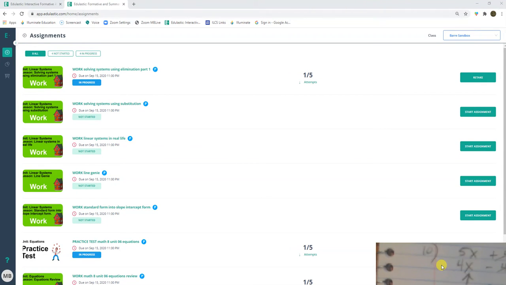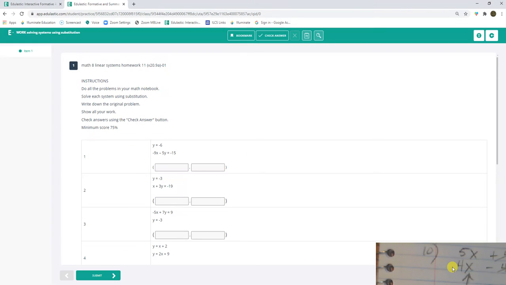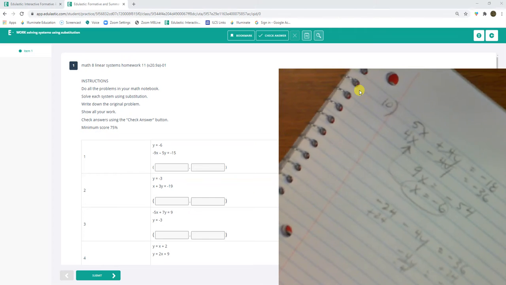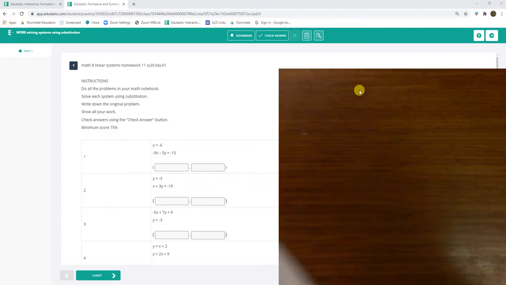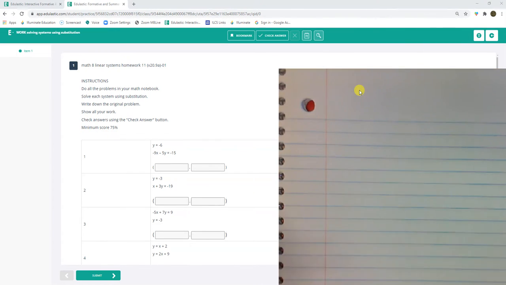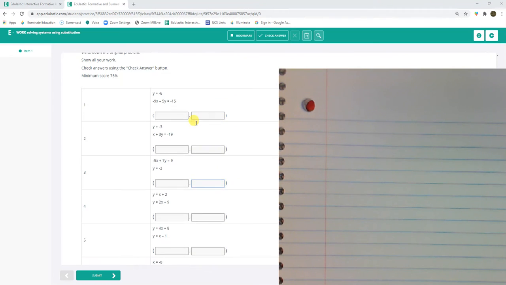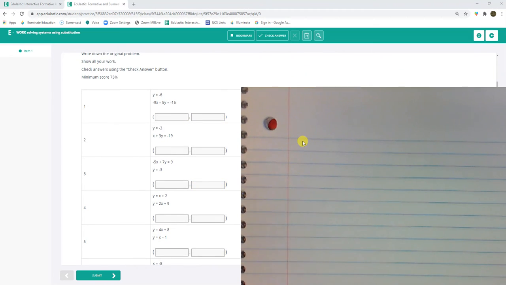I'm going to do the Edulastic, which is solving systems using substitution. So I have my notebook out, got my pencils. Do all the problems in your math notebook. Solve each system using substitution, write down the original problem, show your work, check your answers. We've got 10 of these to do, so let's do them.